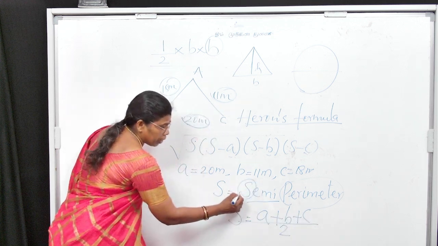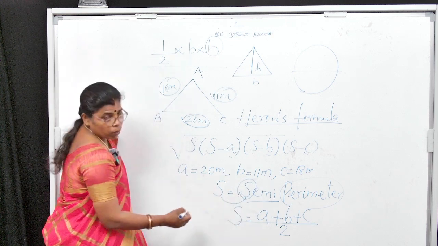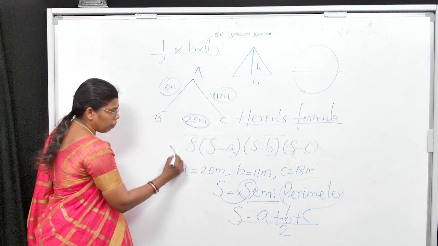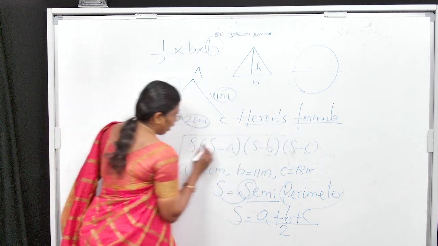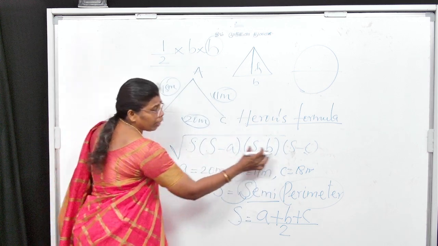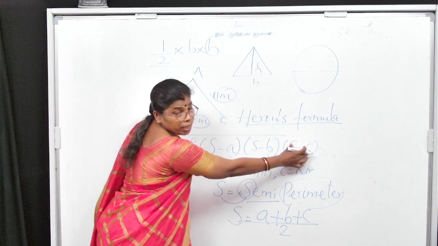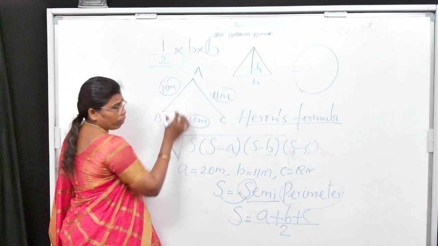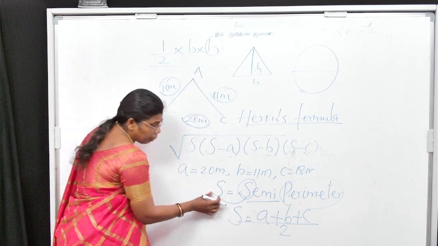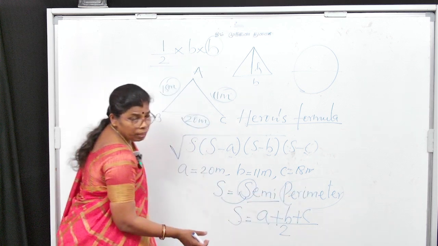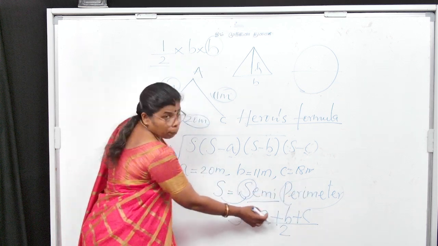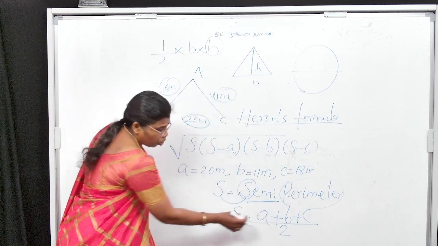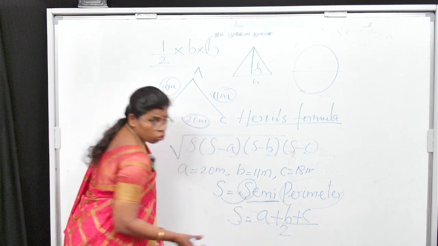Semi-perimeter, the first letter is S. So once again, let us recall the formula. Heron's formula is the square root of S into S minus A into S minus B into S minus C. This A, B, C are the three sides of a triangle and S is the semi-perimeter of the triangle, that is S equals A plus B plus C by 2. Semi means half, so the perimeter is divided by 2.